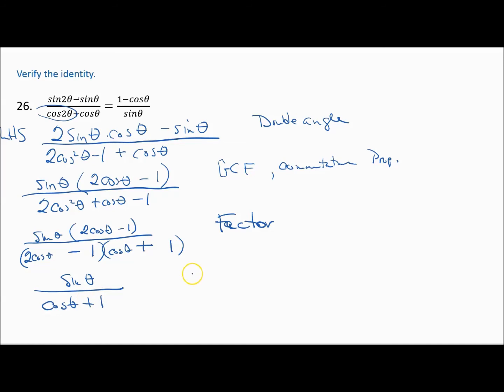So what did I do? I canceled. But that doesn't look like what I've got. It looks far from what I've got. But if you'll remember a technique from before, if you're at a place and you're stuck, you don't have any squares going on, you can multiply by the conjugate, especially if it appears on the other side of where you're going. So I'm going to multiply this thing by the conjugate of cosine of theta plus 1.